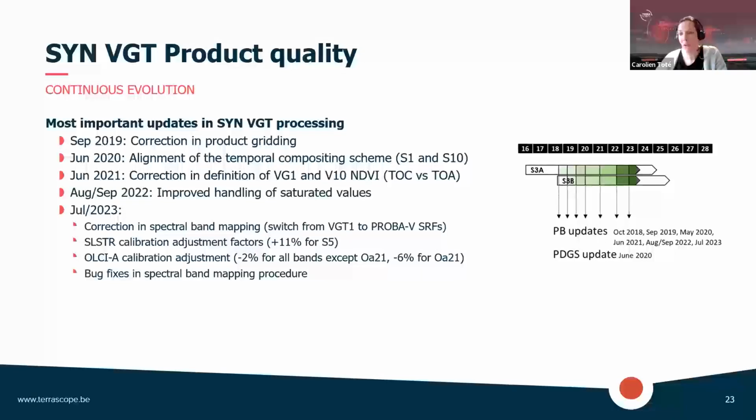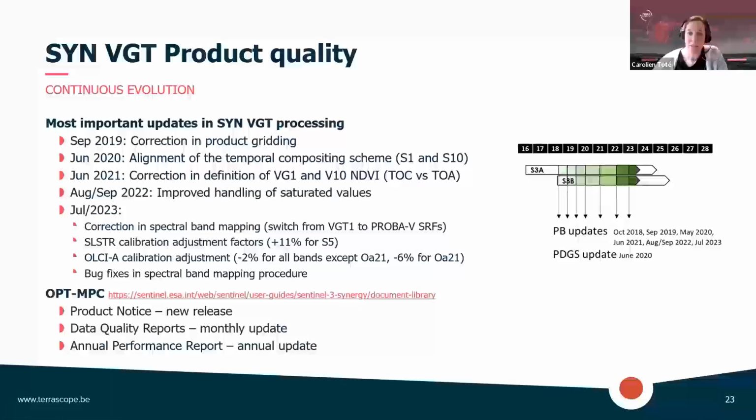From the tandem phase between Sentinel-3A and Sentinel-3B, they got calibration adjustments for OLCI-A. So OLCI-A is a bit too bright compared to OLCI-B. So they adjusted this calibration with 2% for most bands. And then finally, they discovered a bug in the spectral band mapping procedure, and this was fixed. I will show in the next slide the impact of this change.